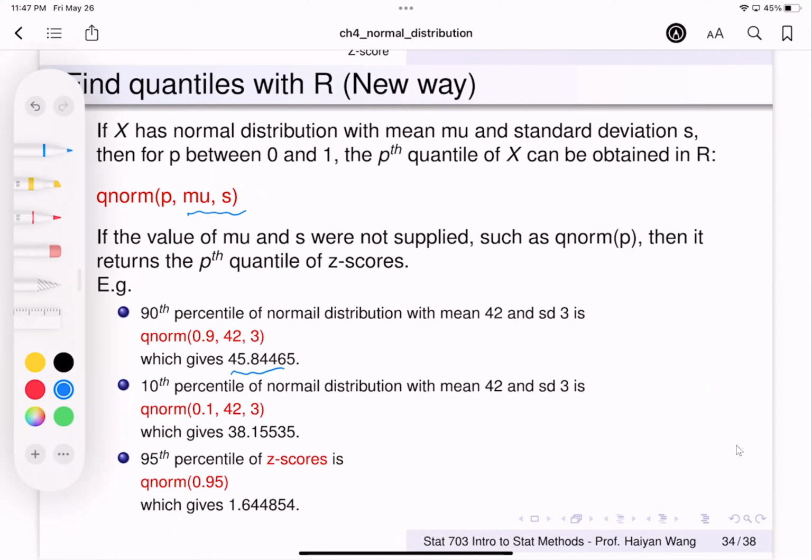For the 10th percentile of the same distribution, we simply put 0.1 here. And the next one is the 95th percentile of the z-score. Z-score means the normal 0,1 distribution. So in this case, you use qnorm(0.95). You can provide 0 and then comma 1, but if you do not provide the mean and standard deviation, it has a default of mean 0 and variance of 1.